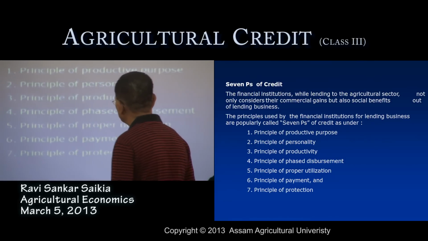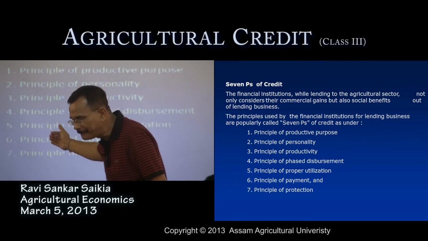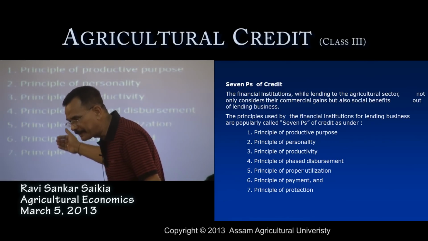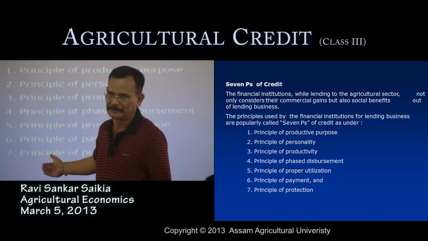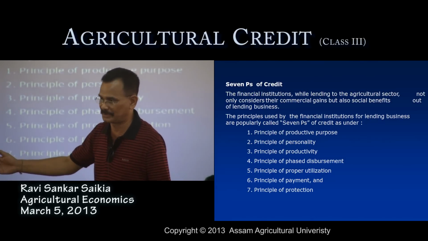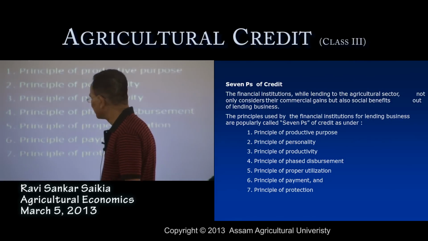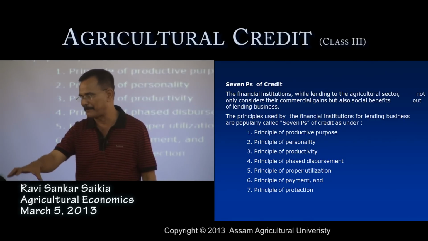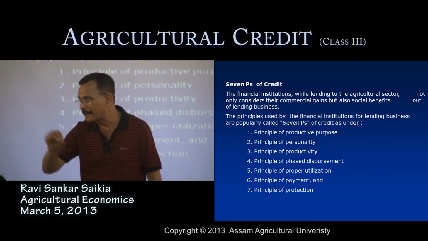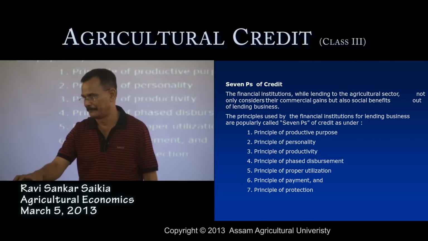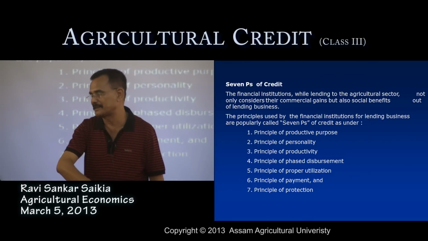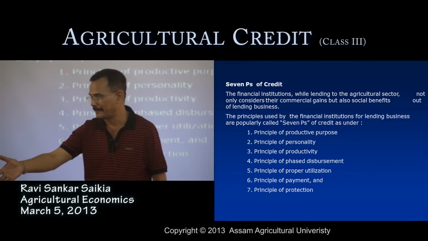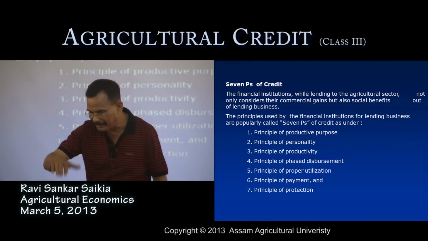The sixth one, the principle of payment, relates to repayment, choosing the most appropriate repayment plan for the farmers according to the situation. And the last one is the principle of protection, that is, to overcome the risks, several protective measures are to be taken by the banking organization and given to the farmers to protect the loan. It will be beneficial to the banking organizations, and it also gives the farmers the ability to overcome the risks.